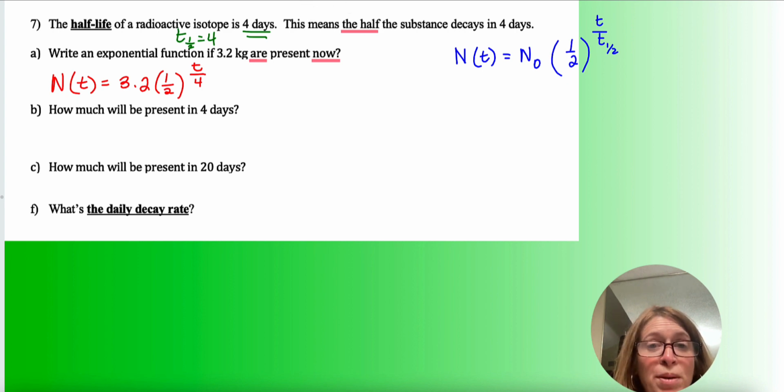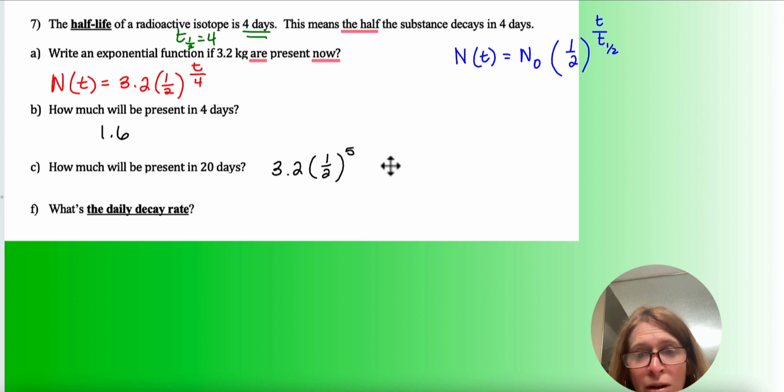So how much will be present in 4 days? Well, in 4 days, we let t equal 4. 4 over 4 is 1, so 3.2 times a half, which would be 1.6 of whatever, milligrams, kilograms, whatever. How much will be present in 20 days? Well, in 20 days, we would let t equal 20, so that would be 3.2 times 1/2 to the 20 over 4, which is the 5th power, about 0.1. These were in kilograms, so kilograms.